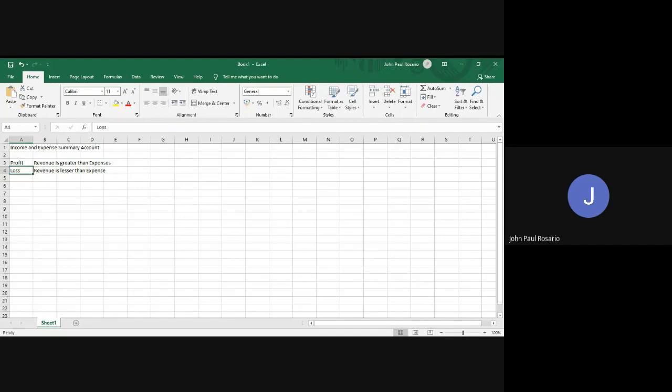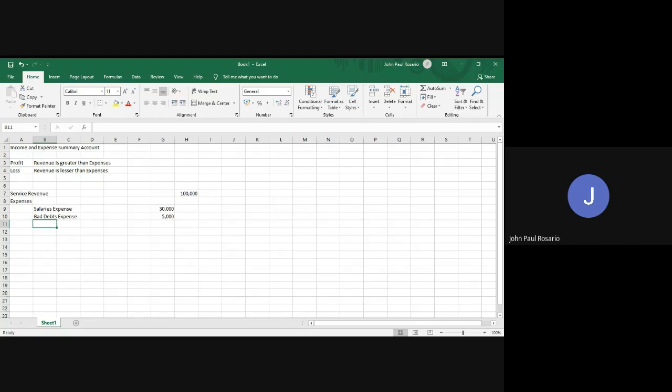So, for example, we have service revenue for the period amounting to 100,000, and our expenses include, for example, salaries expense of 30,000, and bad debts expense of 5,000, also called allowance for doubtful accounts expense, or doubtful accounts expense.